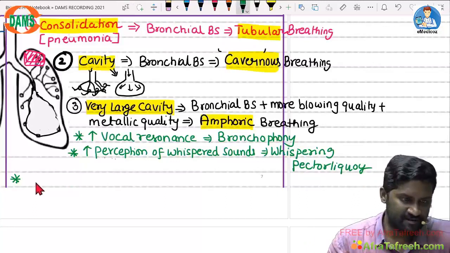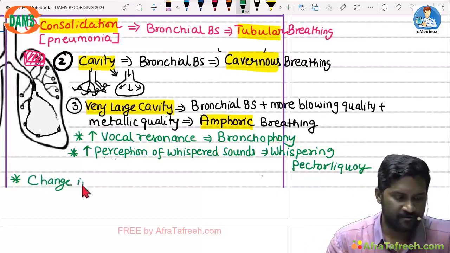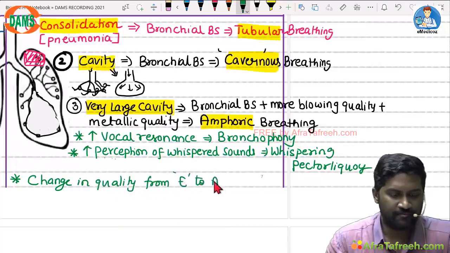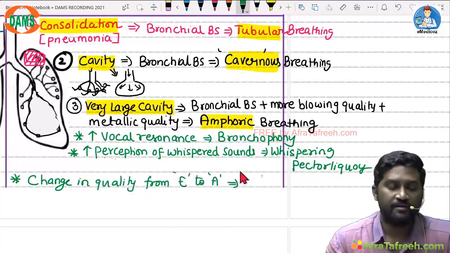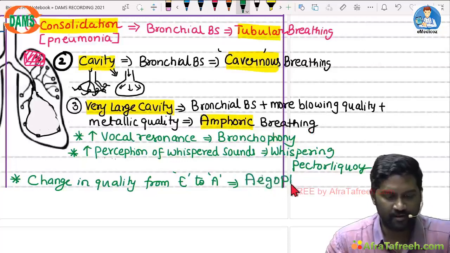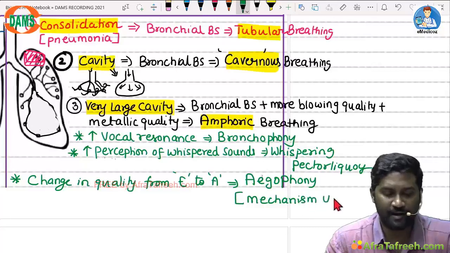This change in quality from E to A is called egophony. The exact mechanism is not clear, so we don't know exactly why it is happening in a few. So why is it happening?